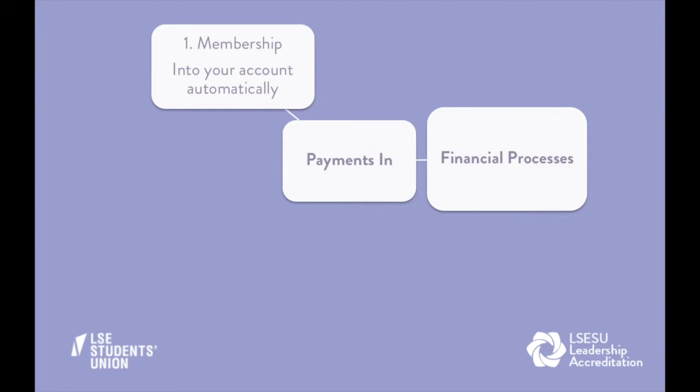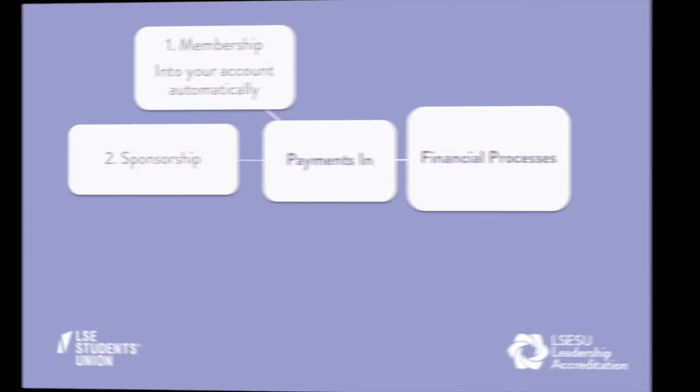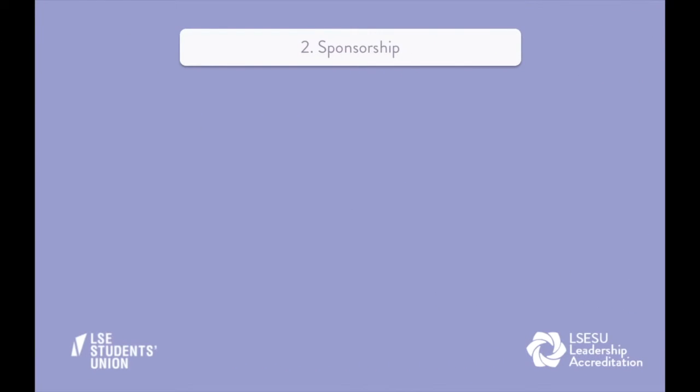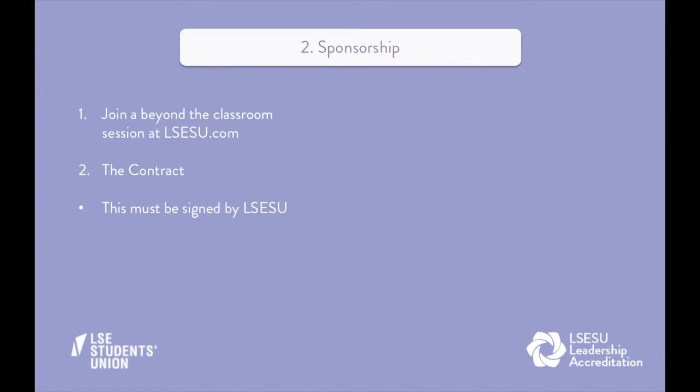The second way that societies get money is through sponsorship. Now, some societies are more successful than others at getting sponsorship, but the Students' Union runs sessions about how you can best attract sponsors as part of our Beyond the Classroom programme. Information about this is available on the website. Once you've attracted a sponsor, you then need a contract. Importantly, the Students' Union signs all contracts on your behalf.